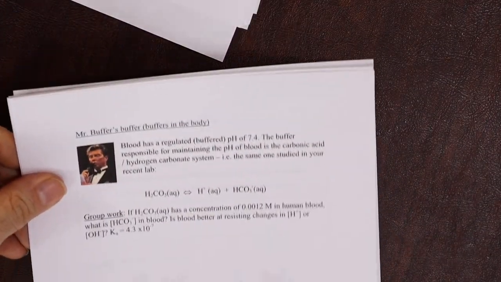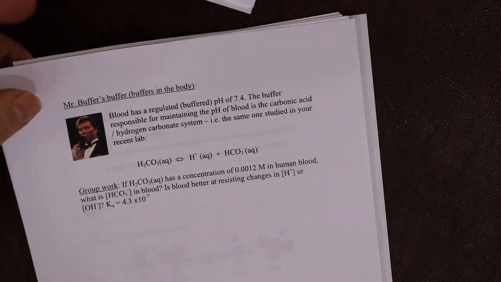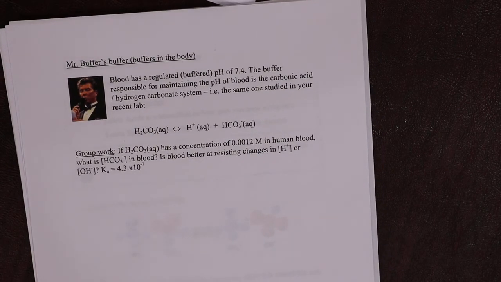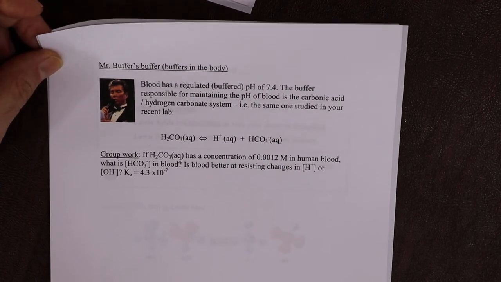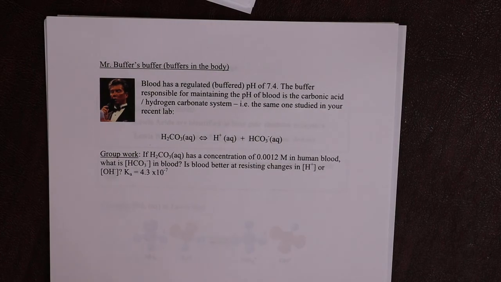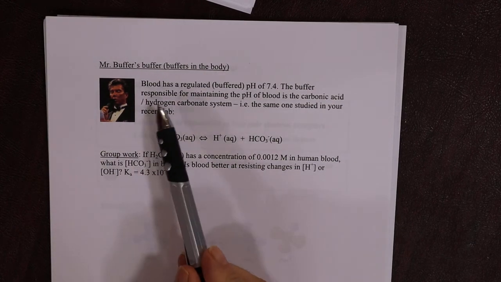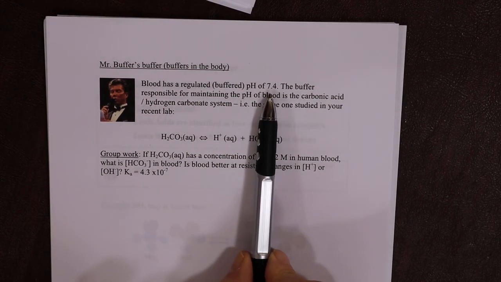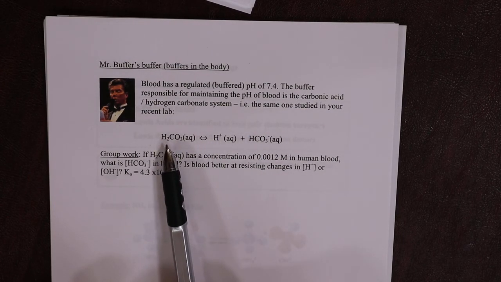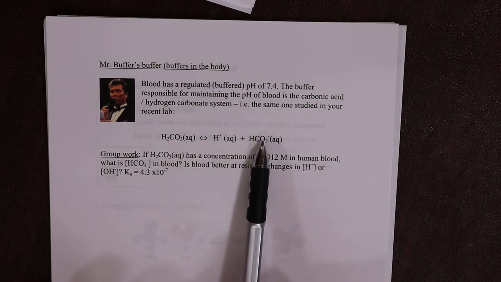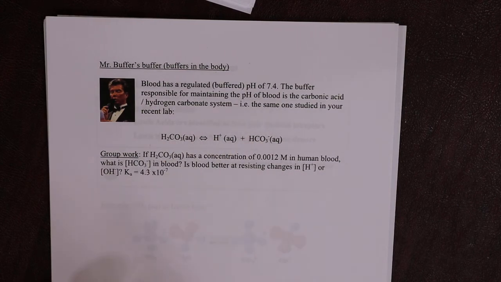Now, let's do a true kind of biochemist's dream question, right? In your blood, you have a buffer, and in pretty much all mammalian systems, it's the same buffer. It's the carbonate buffer, or I should say, to be specific, the hydrogen carbonate buffer. Blood has a regulated, pH-controlled buffer of 7.4. The buffer that does that is the carbonic acid hydrogen carbonate buffer. So that's the buffer in your blood that controls the pH in your body, essentially.